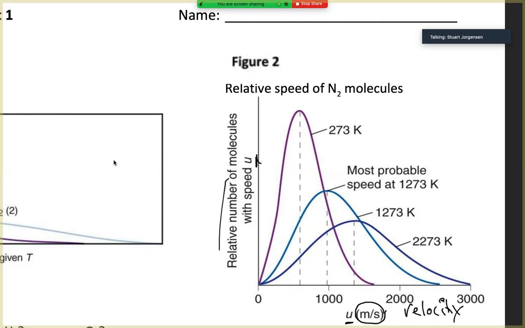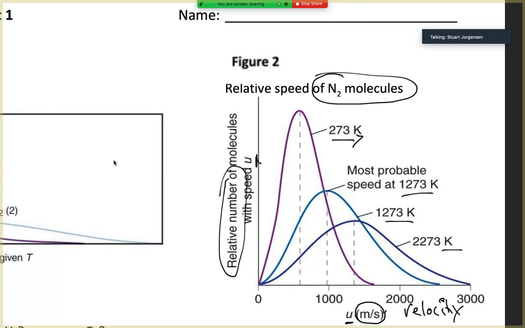So here we got relative number again. So we're just looking at how many particles are traveling at a given speed. And here, if we're looking at our different measurements, we've got Kelvin, which measures temperature, and we're looking at the relative speed of our nitrogen. So just analyzing our graph a little bit, looking to see what we got. And so now we can go down to 3A.